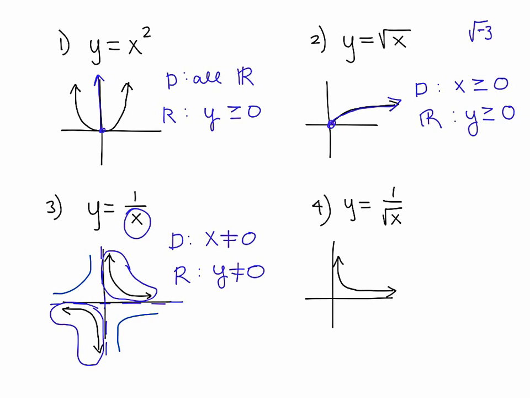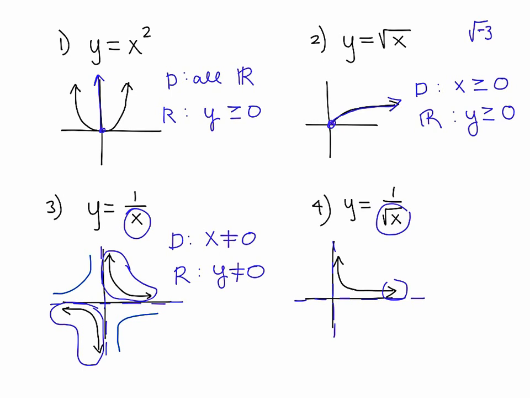Number 4, which is y is equal to 1 over square root of x. If we look at this, where the denominator goes to 0, well, square root of 0 is 0, but we know 1 over 0 is undefined. So x cannot be 0. So when x is equal to 0, that is my asymptote. Similarly, when x goes to positive infinity, it gets really, really close to the x-axis, but it's never going to cross that x-axis. So when the y value is equal to 0, that's another asymptote.